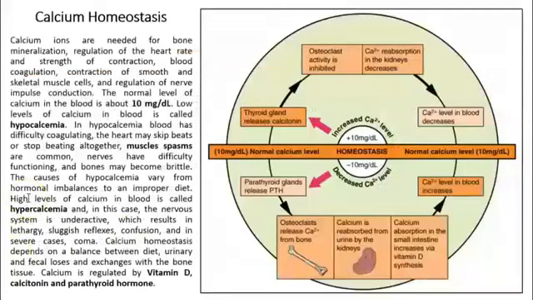When you have the calcium necessary for your body to perform the job, then obviously the calcium is going to be in homeostasis. But many times the calcium is not in homeostasis. Either it's going to be too high, hypercalcemia, or too low, hypocalcemia. Hypocalcemia causes muscle spasms.